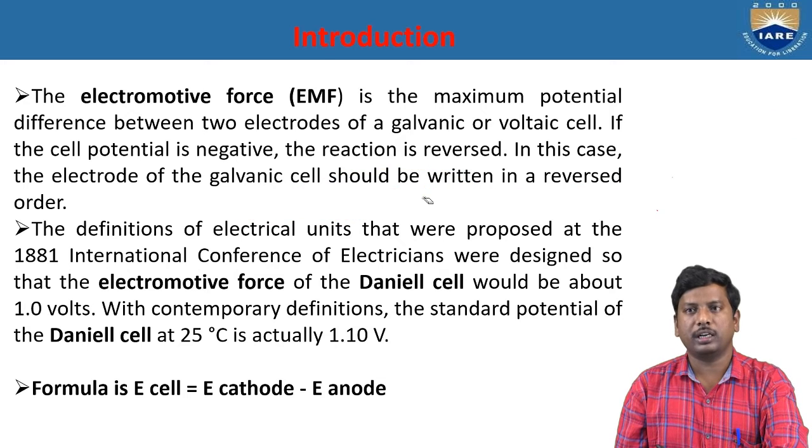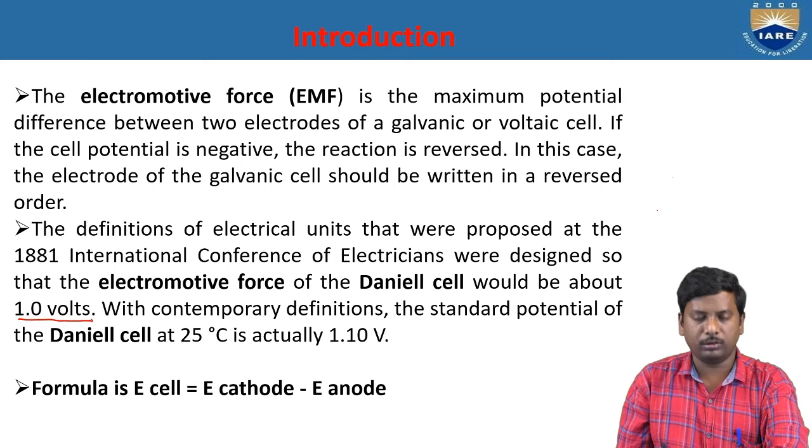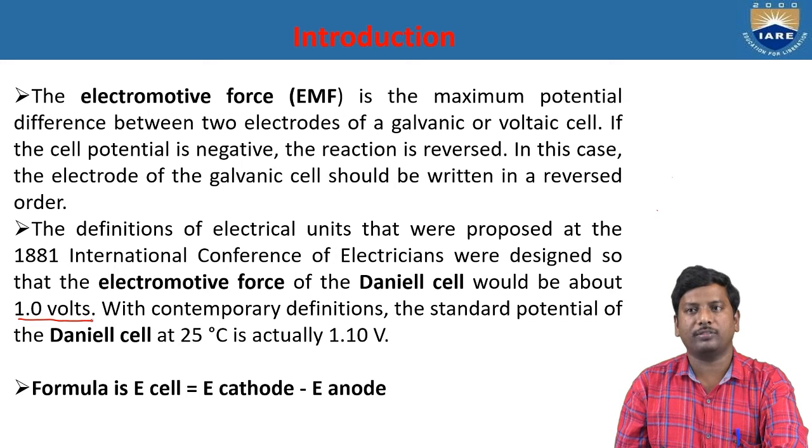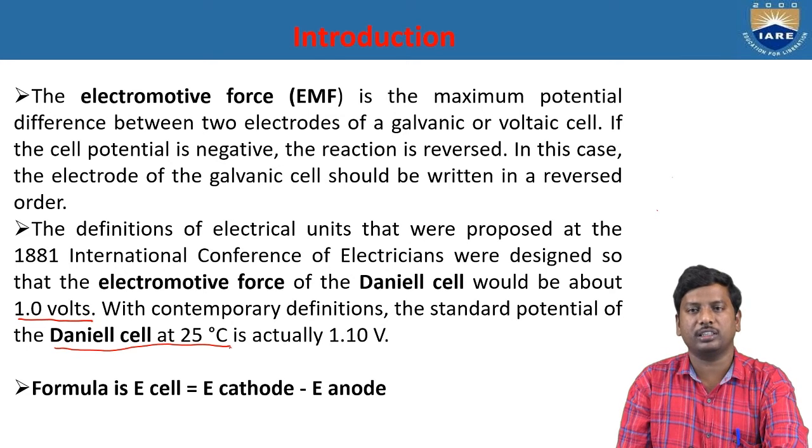The definitions of electrical units that were proposed at the 1881 International Conference of Electricians were designed so that the electromotive force of a Daniell cell or voltaic cell would be about 1.0 volts. With contemporary definitions, the standard potential of the Daniell cell at 25 degrees centigrade, which is room temperature, is equal to 1.10 volts.